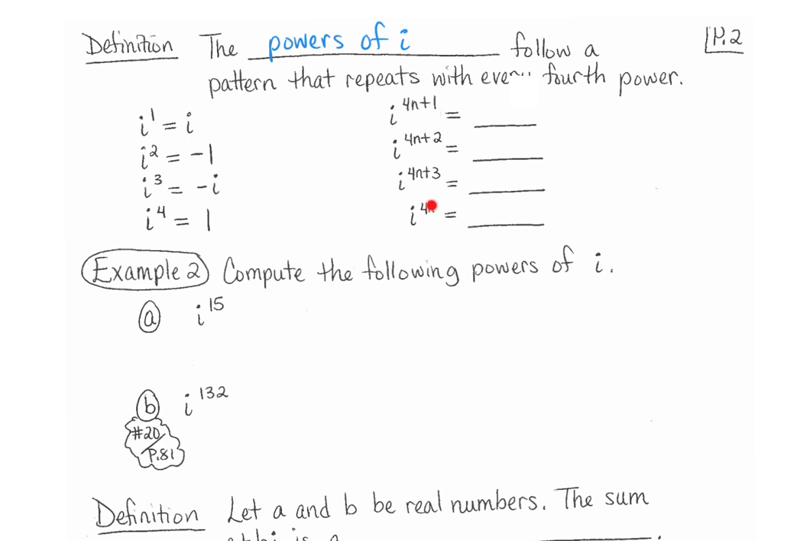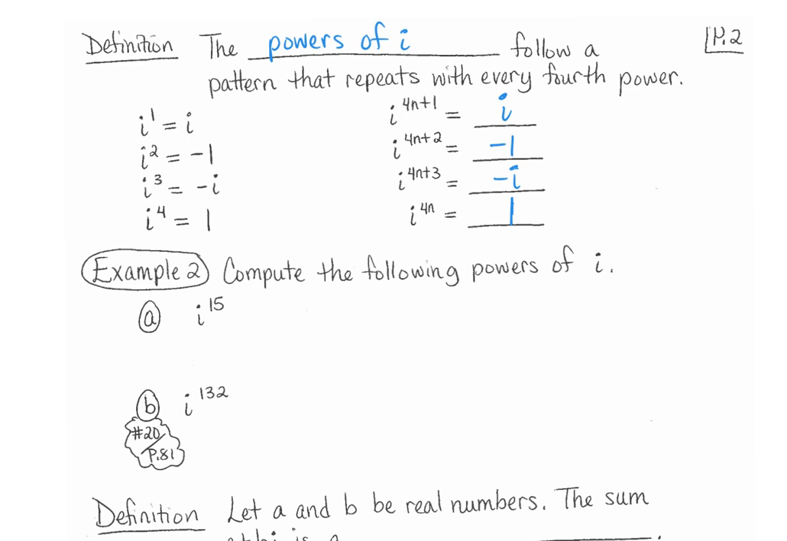All this does over here is just generalize that. So that says if you take your exponent, divide it by 4, and your remainder is 1, then you're just going to get I. If you divide by 4 and get a remainder of 2, it's -1, and so on. Remainder of 3 gives you -I, and a remainder of 0 gives you +1. Okay? So let's look at some examples that apply this.